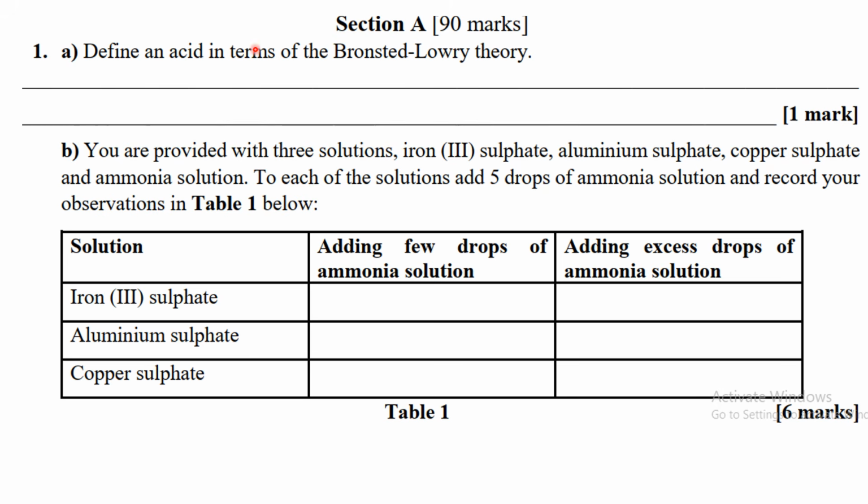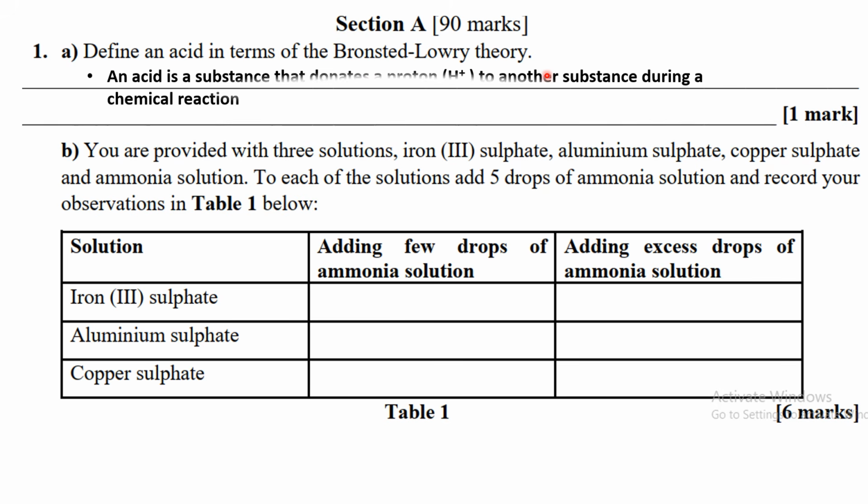According to the Bronsted-Lowry theory, the definition of an acid is simply a substance that donates. To donate means to give. A substance that donates a proton, which is just a hydrogen ion, to another substance during a chemical reaction. This is the definition according to the Bronsted-Lowry theory.